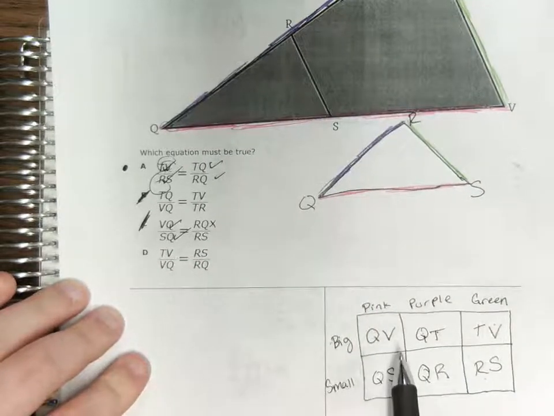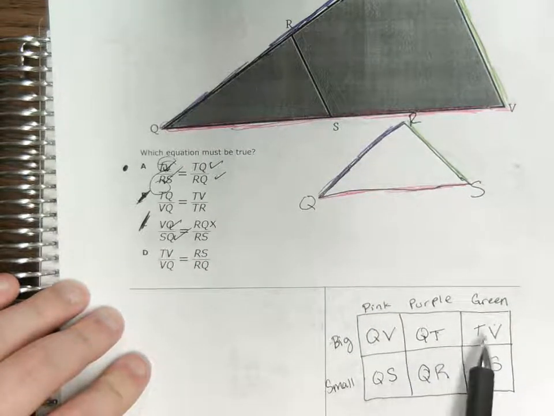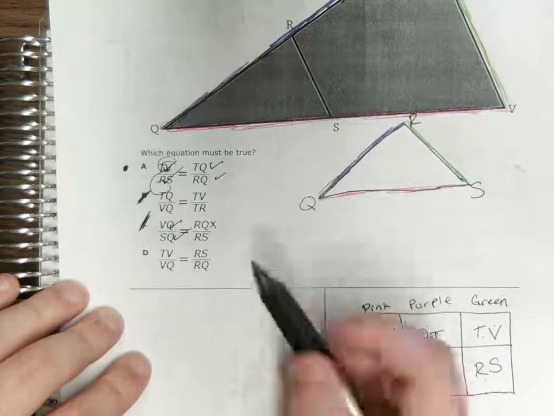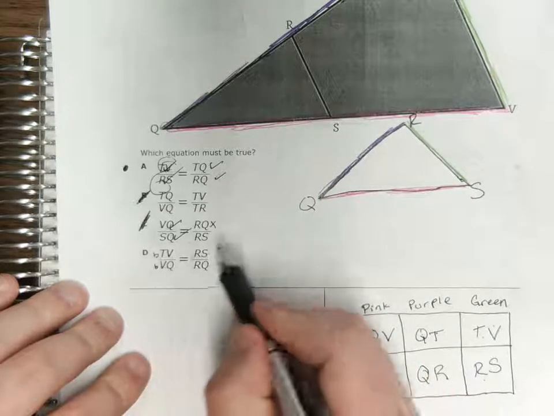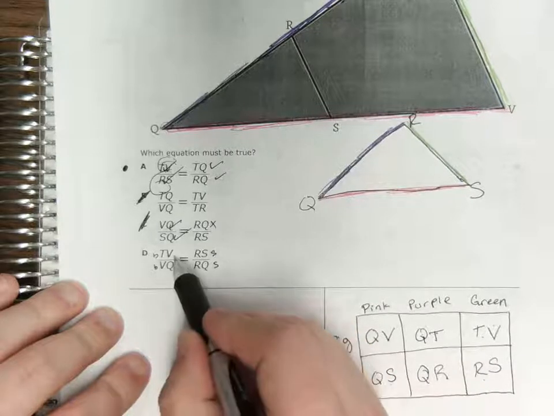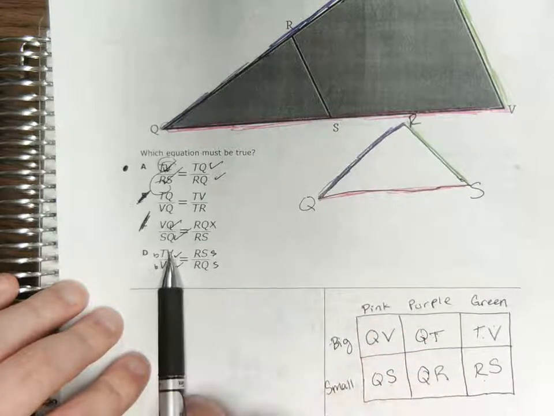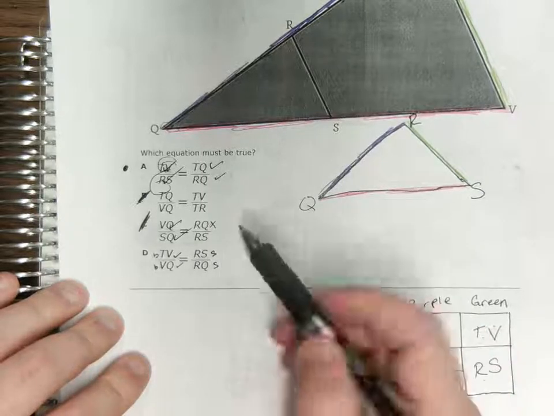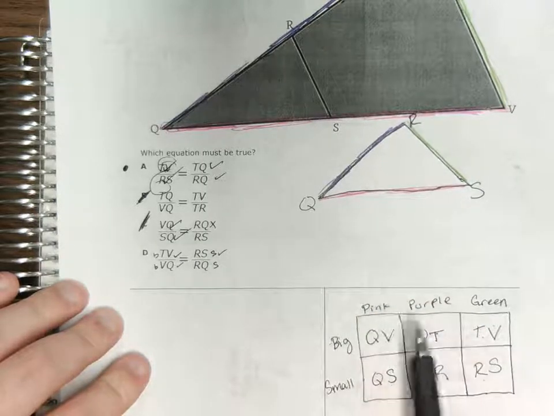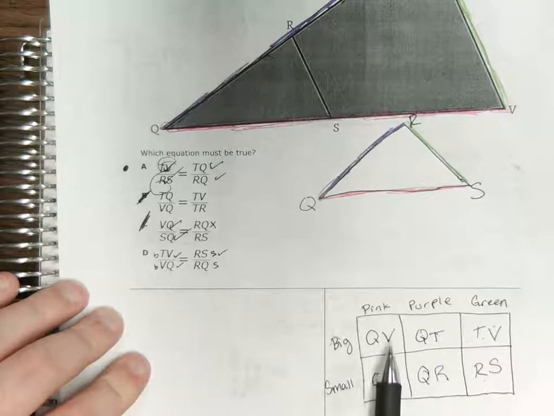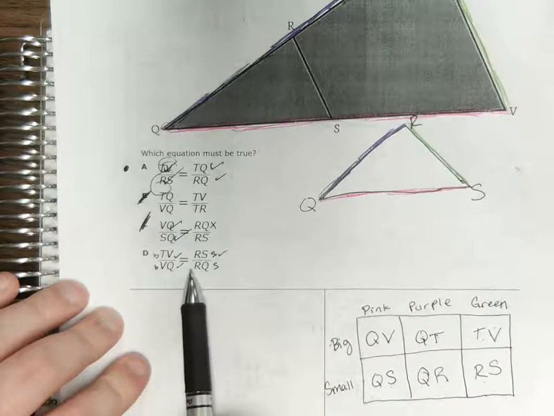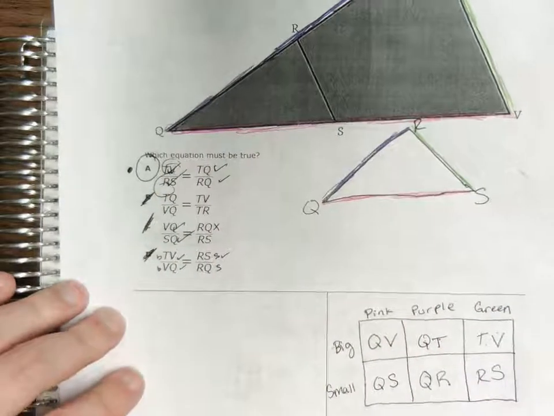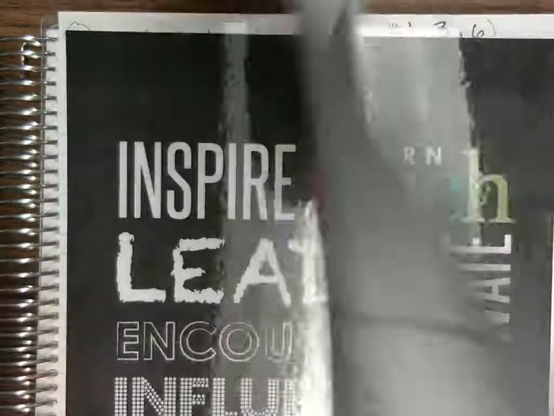Okay, and then TV and VQ. So I have big on top of big, which means this should be small on top of small. So what goes with TV? TV should have RS next to it, and that's true. And then VQ should have QS next to it. Well, that says RQ, so it's not that one. So it is A. Okay, so A was true the whole time.